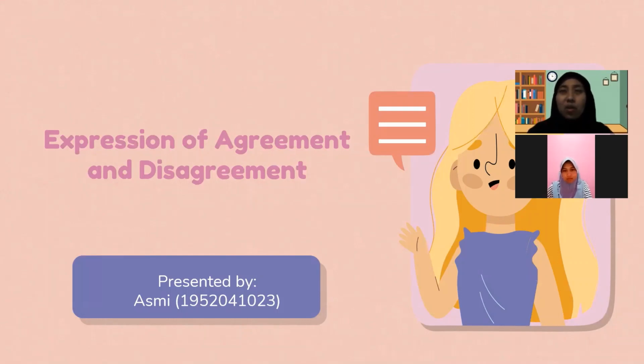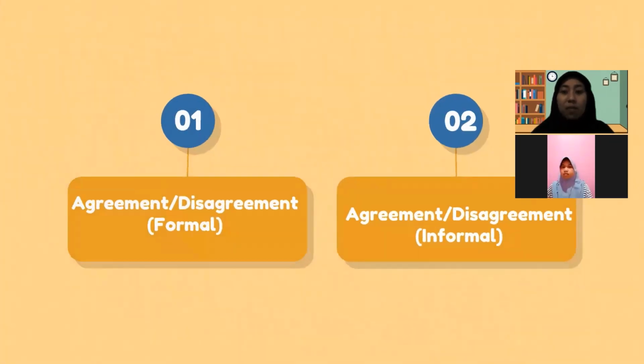Kalau di Indonesia itu kata-kata atau frasa yang kita gunakan untuk menyatakan persetujuan maupun tidak setuju. In this context, we have two types of agreement and disagreement. So we have formal and informal.